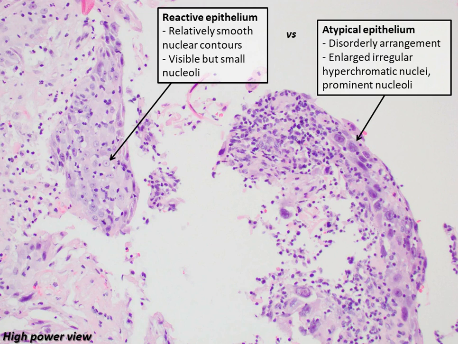Here we see two fragments of epithelium with contrasting features. On the left side is reactive epithelium, where the cells have relatively smooth nuclear contours, visible but small nuclei. However, on the right side, it is atypical epithelium, where the cells have a disorderly arrangement and they have enlarged, irregular, hyperchromatic nuclei with very prominent nucleoli.